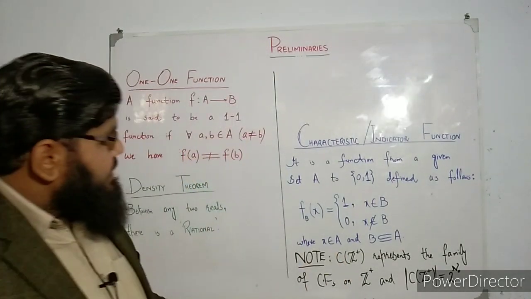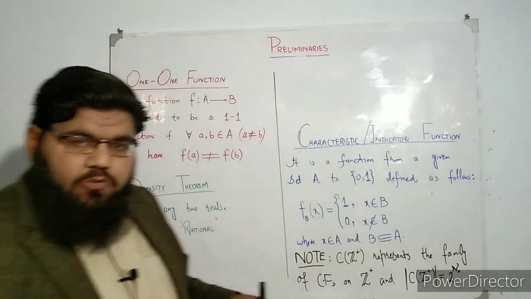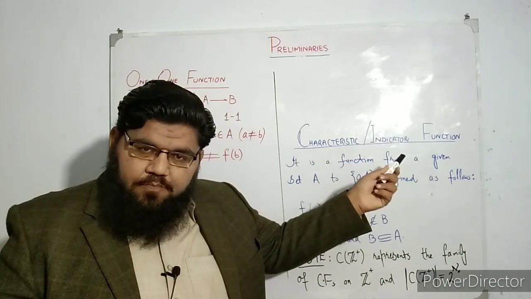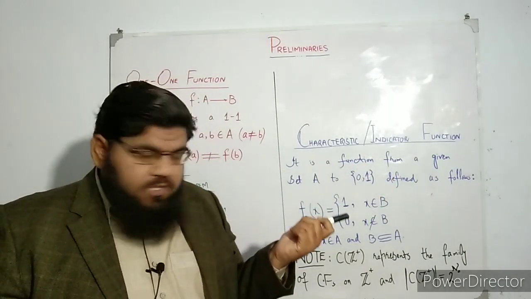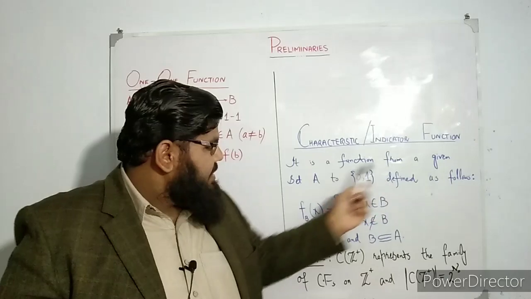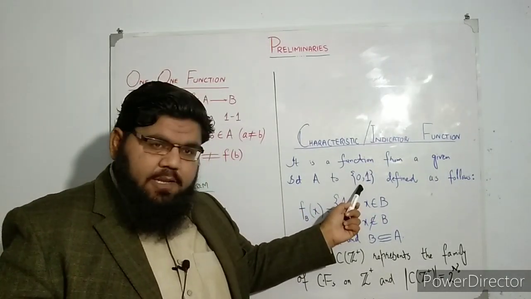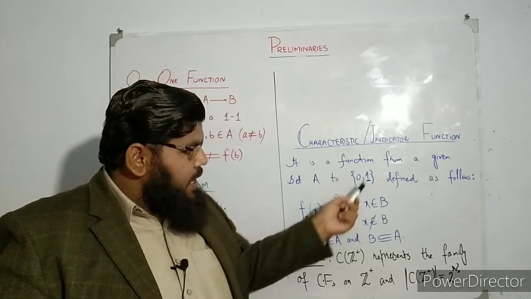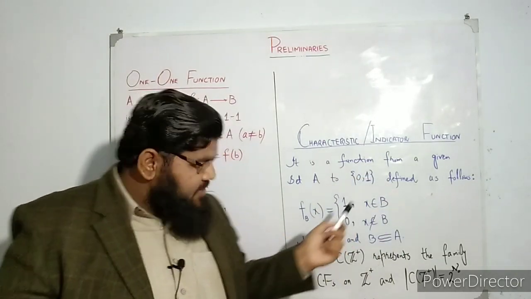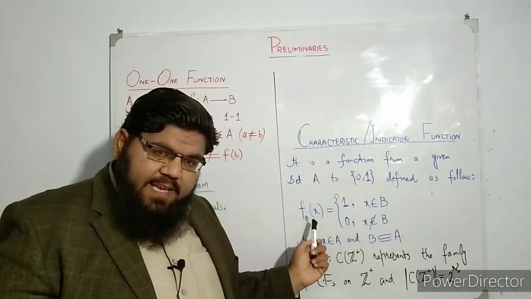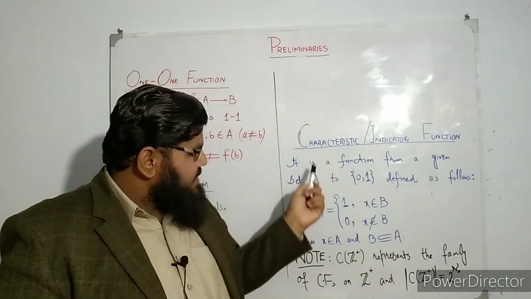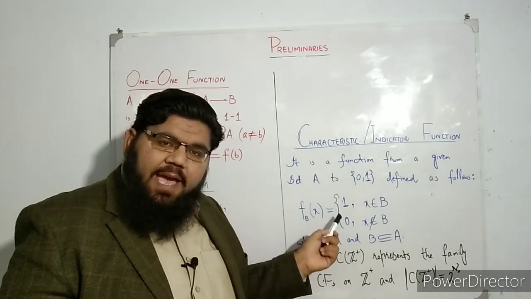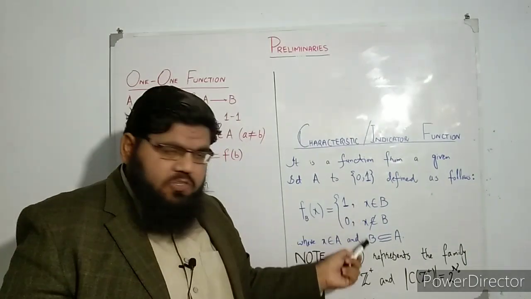The next definition that we are going to use is the definition of the characteristic or indicator function. What is this function? It is a function from a given set A to this set, which includes only two elements, 0 and 1, as you can see, and this function is defined as follows. When the function applies on an input from the set A, it will give you the answer 1 or 0 depending on these two conditions.